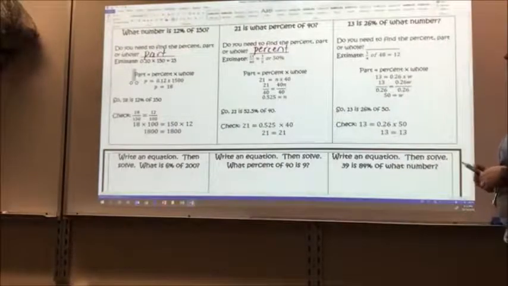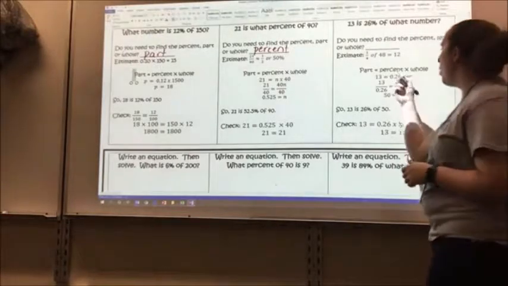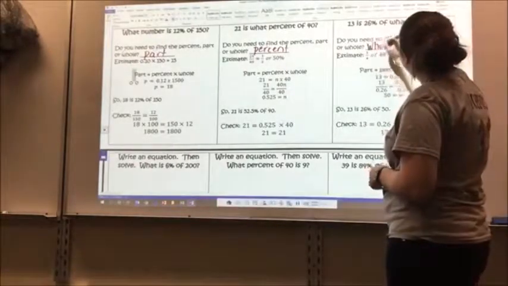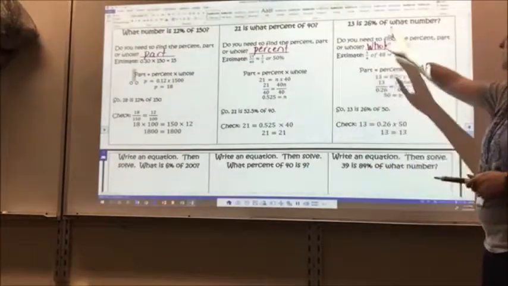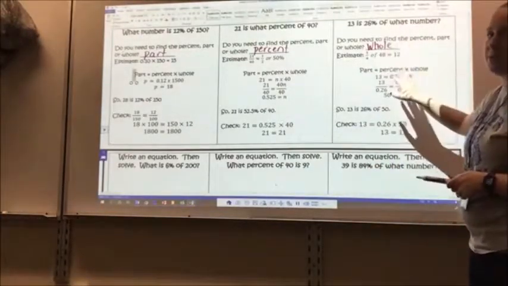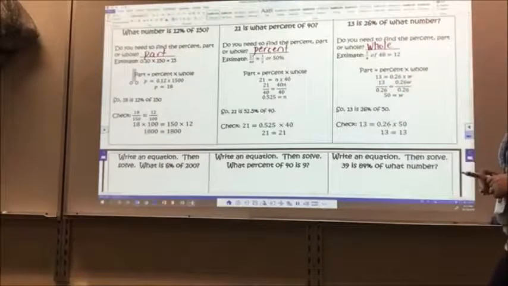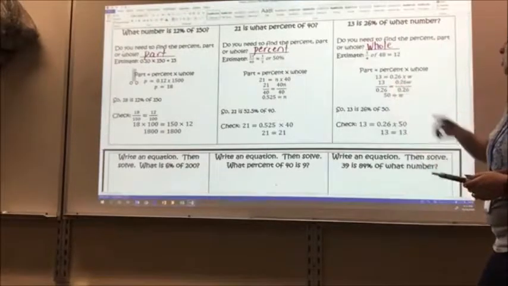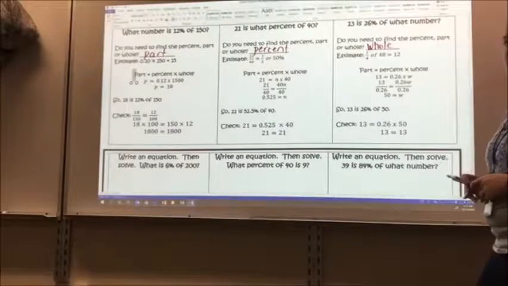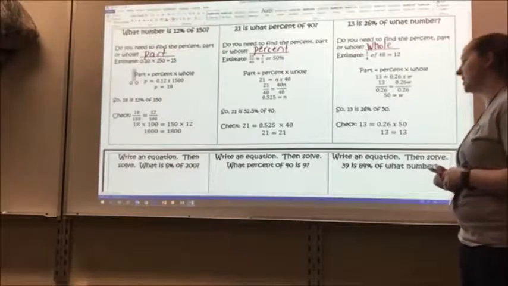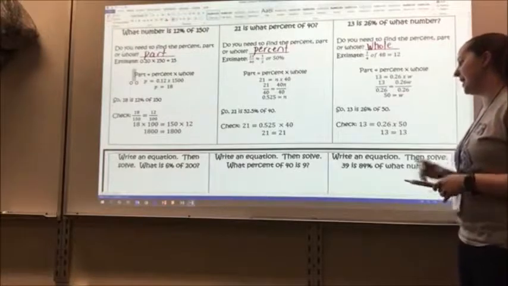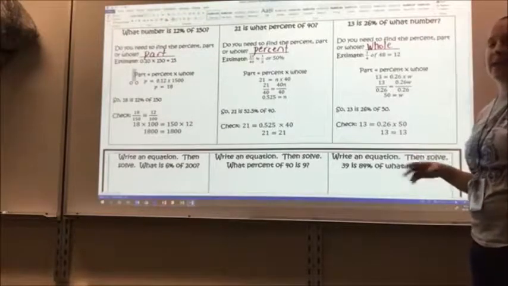For my last one, 13 is 26% of what number? Do you need to find the percent, part, or whole? In this one, I need to find my whole. Part is 13. I changed my percent to a decimal times my whole. 13 equals 0.26W. Divide by 0.26, which gives me 50. So 13 is 26% of 50. And again, I can double check, plugging everything back in, and it does work out.